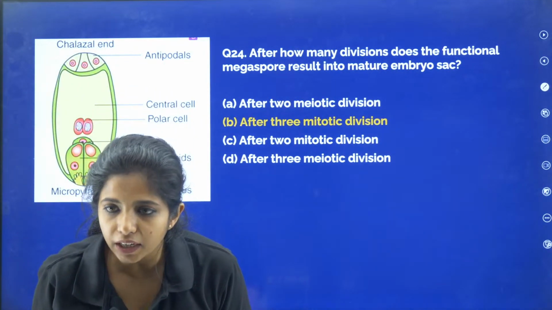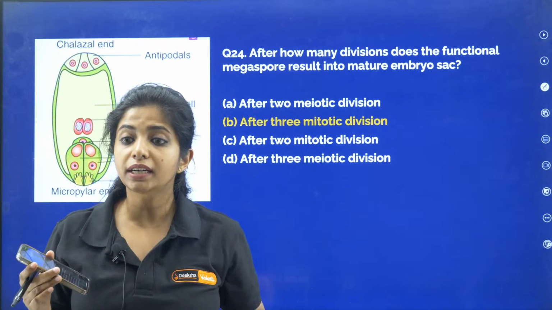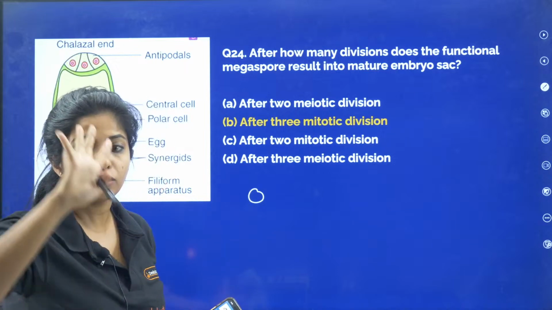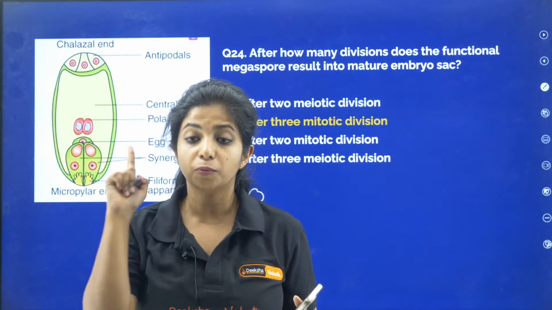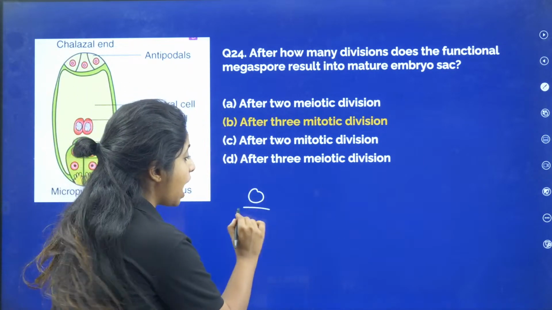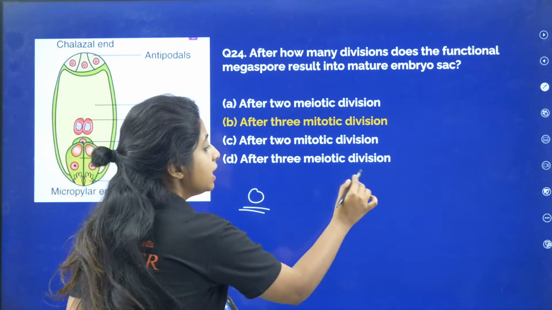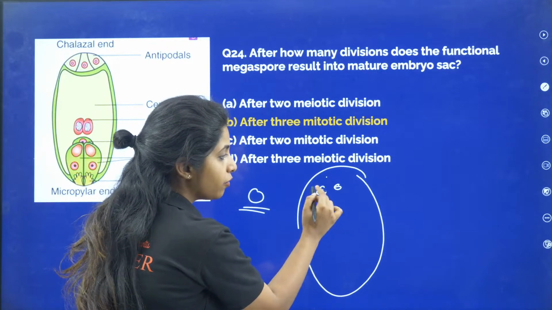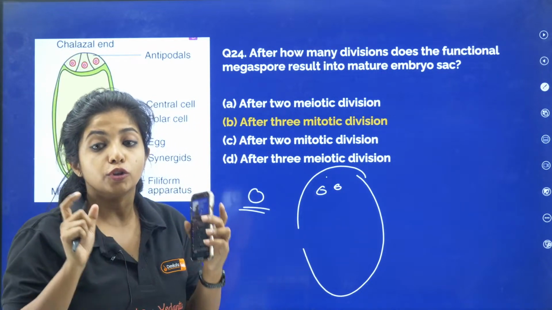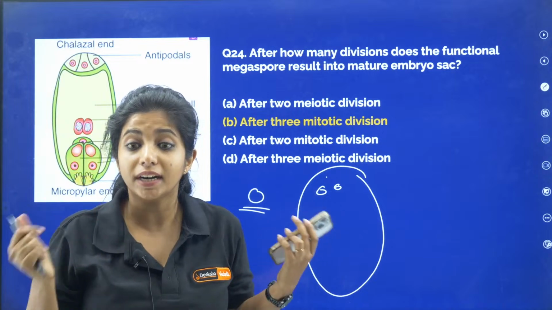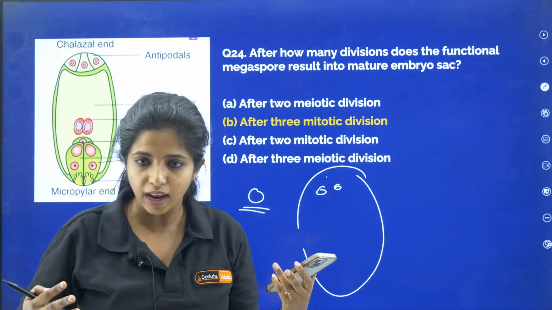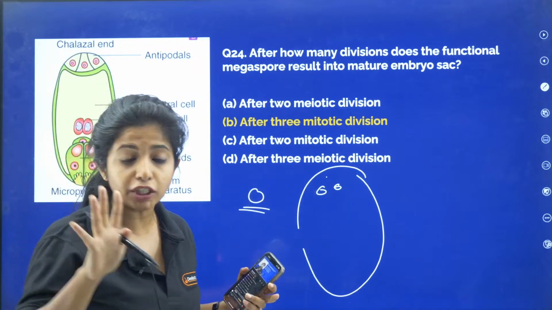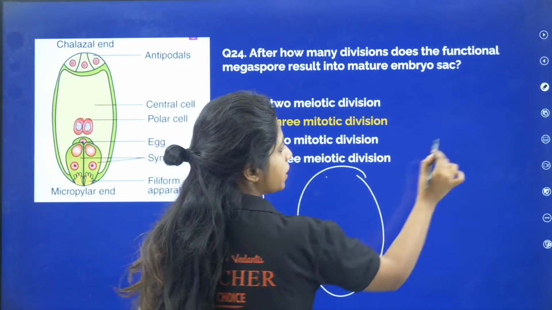After how many divisions does a functional megaspore result in a mature embryo sac, my dear children? You have one functional megaspore. You got 4 of them, 3 of them degenerated, 1 of them is left. And basically, how many divisions does this one have to go through? Basically, 3 mitotic divisions. A functional megaspore will undergo the first mitotic division, giving rise to 2 nuclei. Remember, the nuclei are not surrounded by a cell wall suddenly. It will happen only after some time. So again, this will divide. You get 4 more. Again, you will divide. You get 8 nuclei at the end. Inside one functional megaspore, you get what?